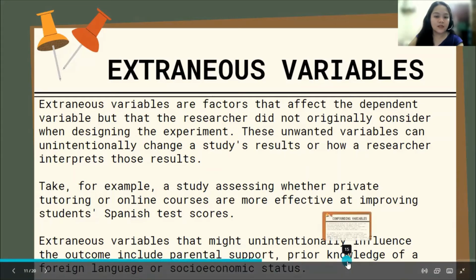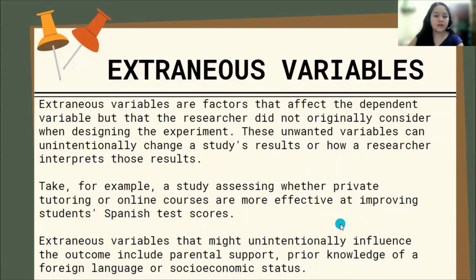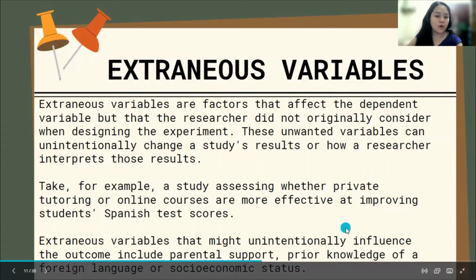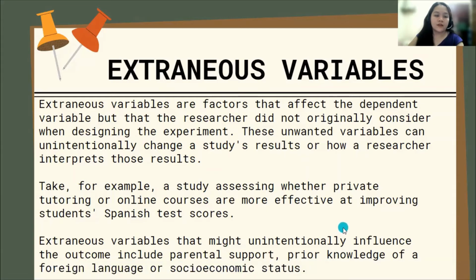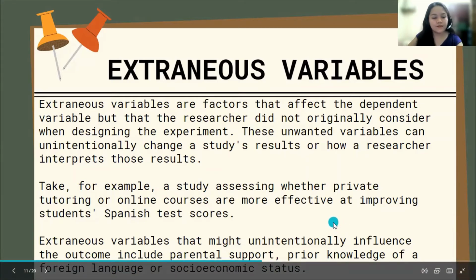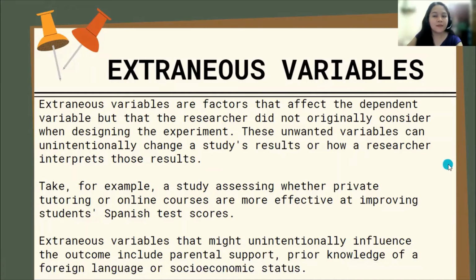So, the example here is they are assessing the effectiveness of online tutorial and private tutorial in Spanish test scores. Ang mga extraneous na variables ay kung may parental support ba, may knowledge na ba sila about Spanish, and their socioeconomic status. So, ang mga extraneous variables ay maaaring makaapekto sa result ng inyong study.